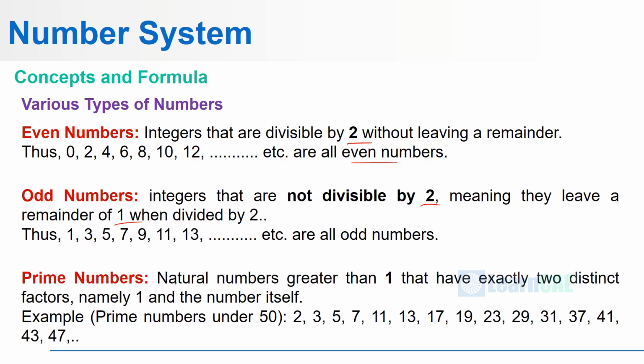And next is prime numbers. Here these are all natural numbers greater than 1 that have exactly two distinct factors, namely 1 and the number itself. That is, it cannot be divided by any number other than the same number as well as 1. For example, prime numbers under 50 are given here, that is 2, 3, 5, 7, 11 and it goes on till 43, 47. These are the prime numbers under 50. These are all well known to you, but this is just a revision before we proceed to solve the problems.